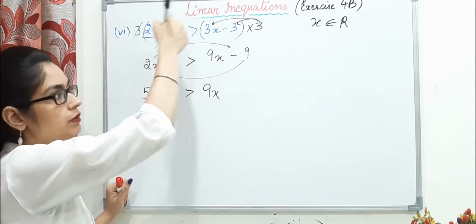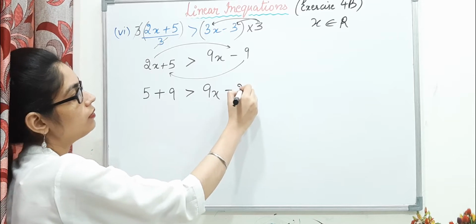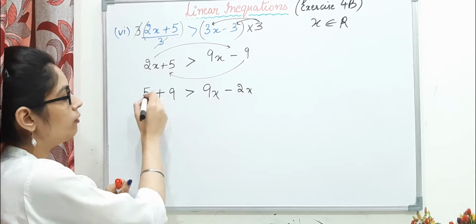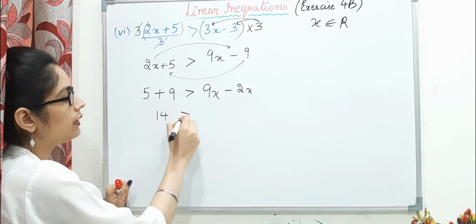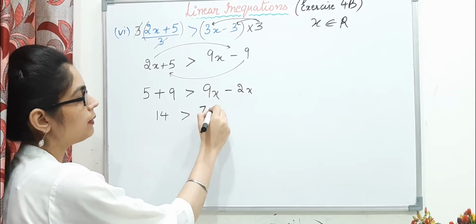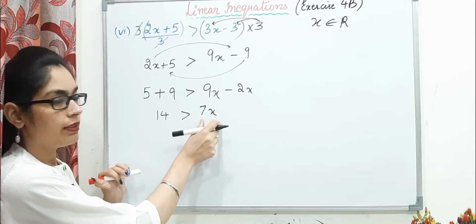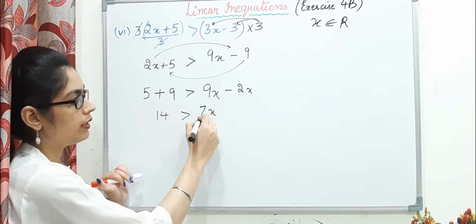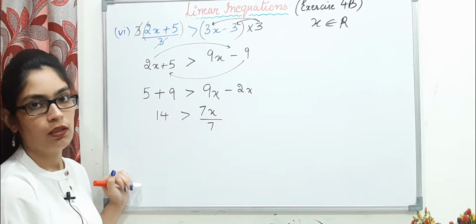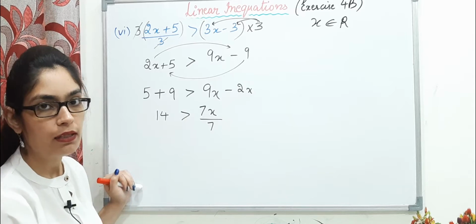This 2x I am shifting on another side. This is plus 2x, so it will be changed to minus 2x. 5 plus 9, 14, greater than 9x minus 2x. 9 minus 2, 7. So x as it is I have to write. Now here 7x is there. So what we can do? We can divide it by 7. Divide it by plus sign so that these two will get cancelled and I will get the value of x.